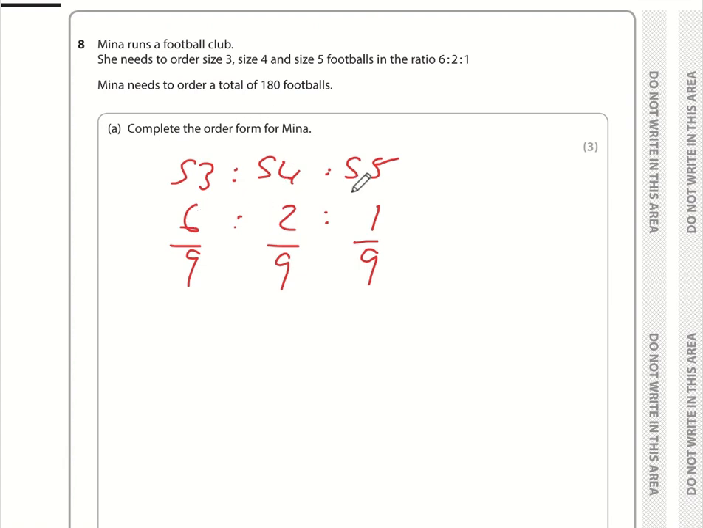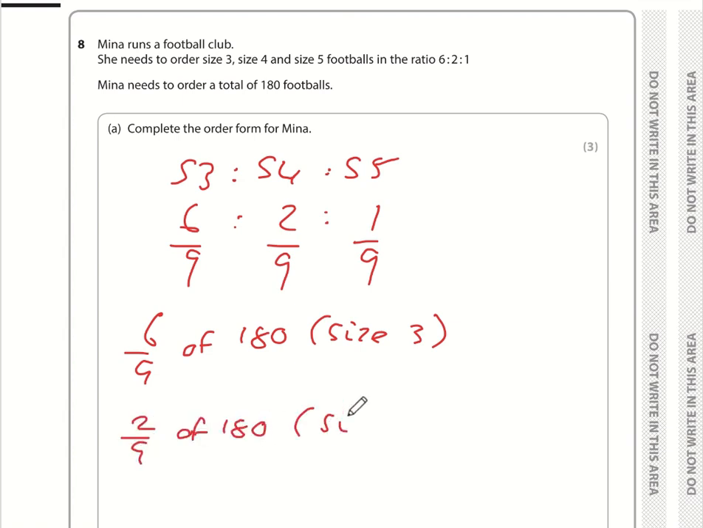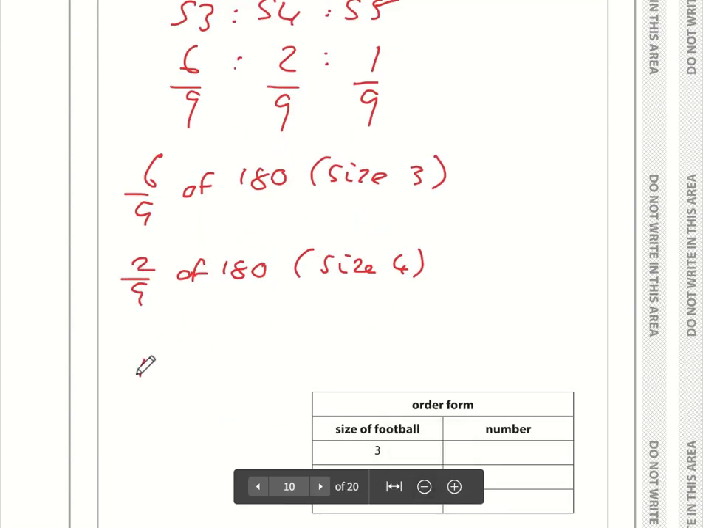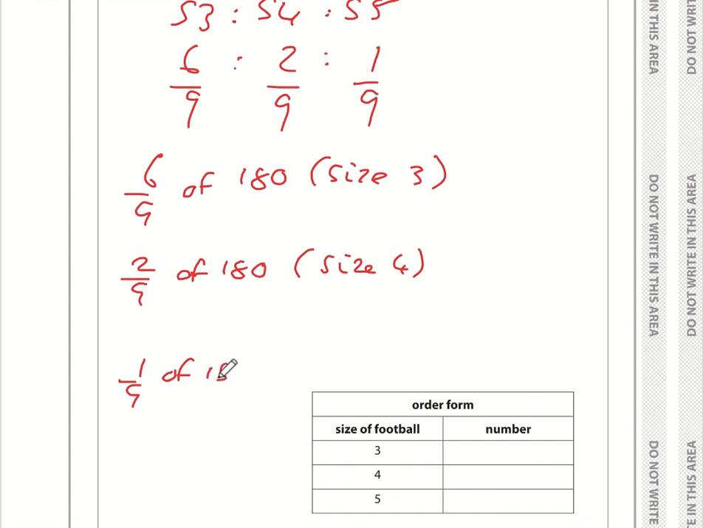Why are we dealing in ninths? Well, that's because 6 plus 2 plus 1 equals 9. So if she's ordering 180 footballs, then 6/9 of 180 are going to be size 3. So it's right here that is size 3. 2/9 of 180, that's going to be the size 4. And 1/9 of 180, that is the size 5.